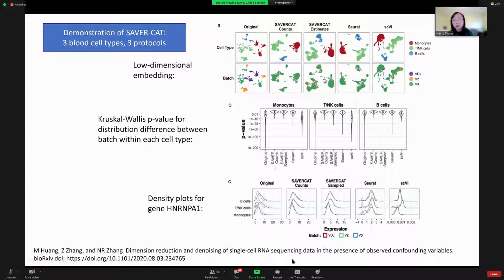And here is just an example of one gene. You see that in the original data, there's a lot of batch differences between the 3 colors. And then when you align it, you get very homogeneous distributions between the 3 batches.